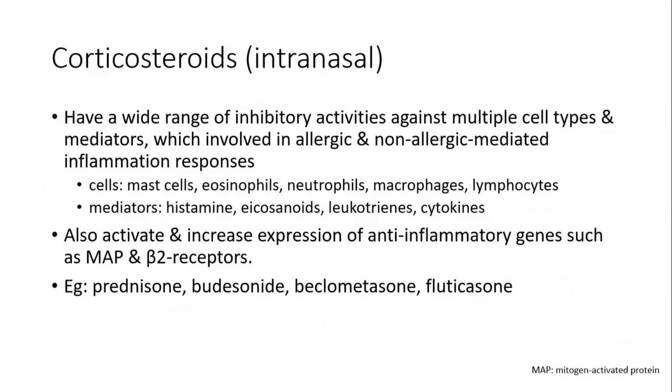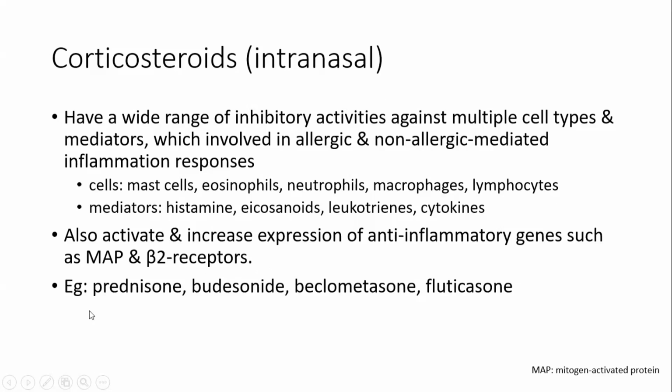Okay. So this drug has a very wide range of inhibitory activities against multiple cell types and mediators, which are involved in allergic and non-allergic mediated inflammation responses. So the cells include mast cells, eosinophils, neutrophils, macrophages, and lymphocytes. Mediators include histamine, eicosanoids, leukotrienes, and cytokines. Okay. So they also activate and increase the expression of anti-inflammatory genes such as MAP and beta-2 receptors.